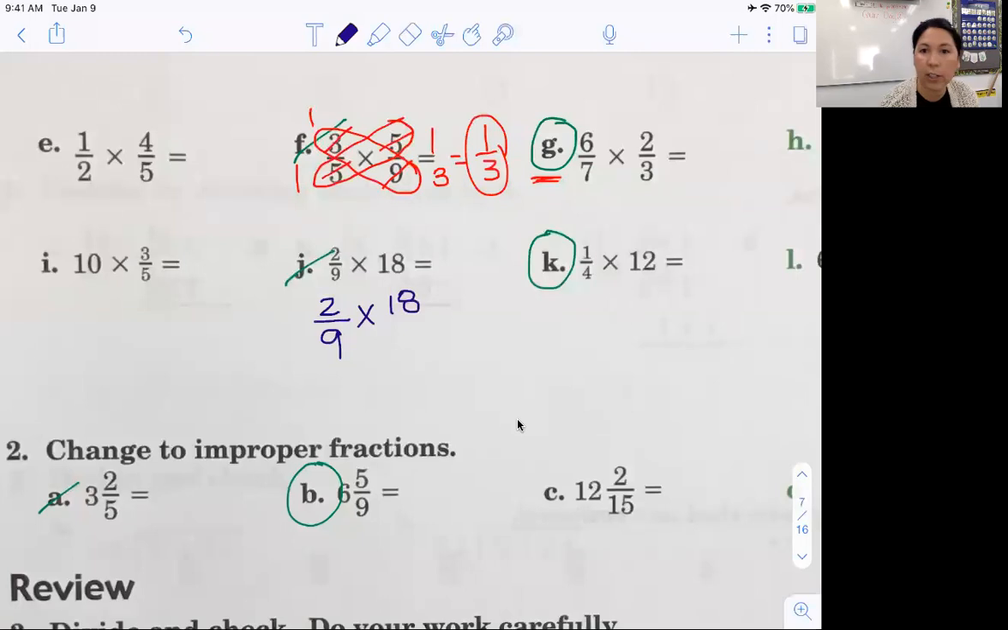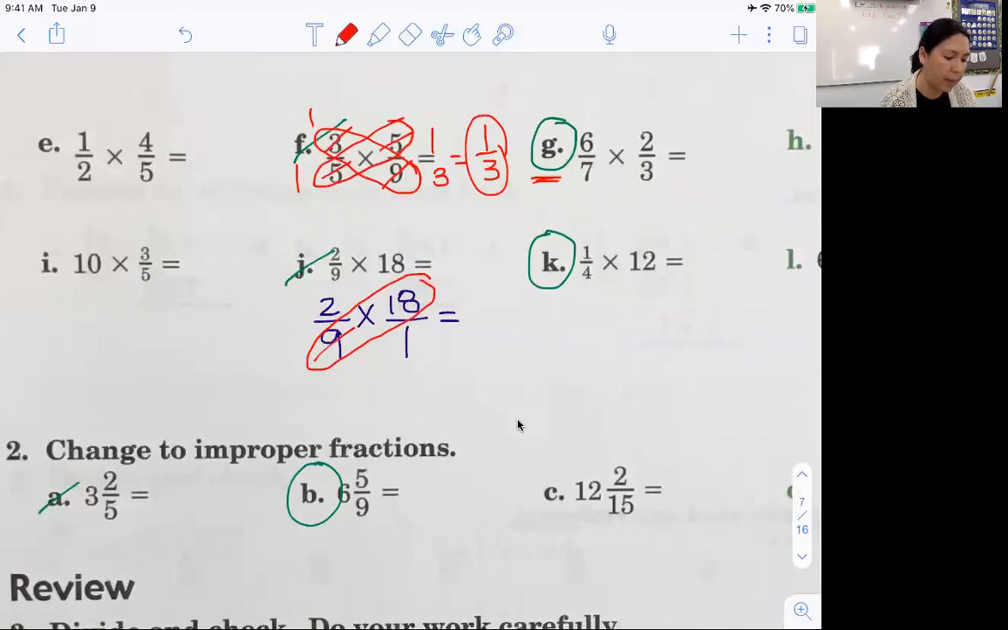18 is not a fraction, so I'm going to make it over 1. I drew my line and put my 1 underneath. Okay, so it's 2/9 times 18 over 1. And now I'm going to look at my cross canceling. What can go into 9 and 18?